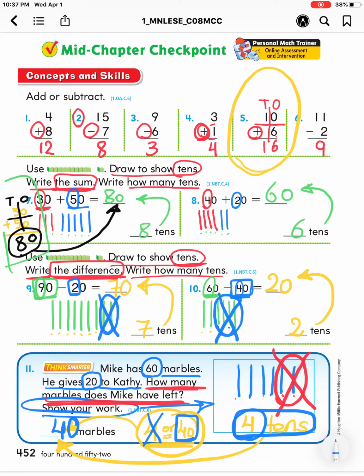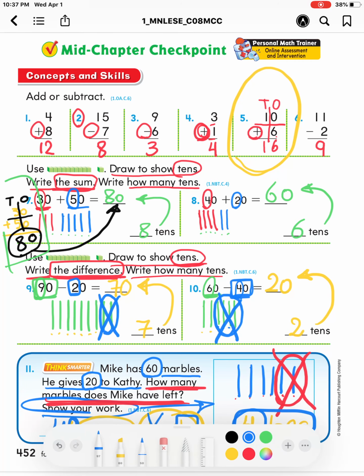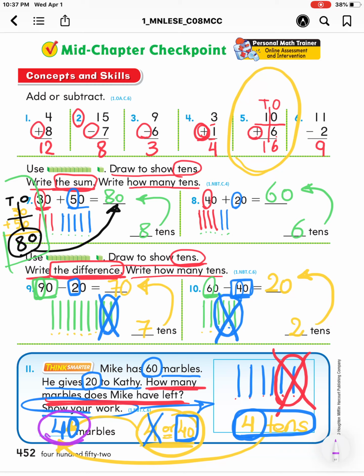Please take care of this point because this is so important. We cannot write just 4. We can write 40 like this, or we write 4 tens. But 4, no. We cannot just write 4.